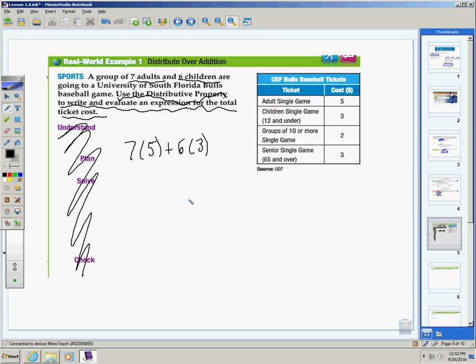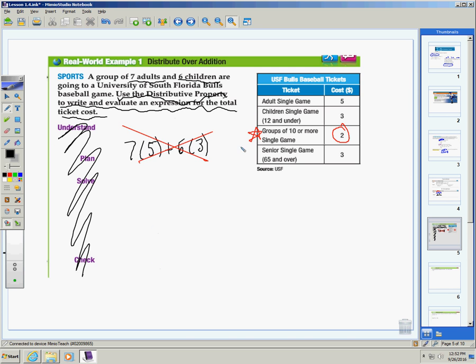Well, I didn't really read through all the information in the question, because I read the question, but what I didn't look at was this table. Because as soon as I see right here, groups of 10 or more for a single game get the same cost for a ticket, I was doing that problem wrong to start. Okay? Hopefully you caught that and didn't write that down, but you always should look at all of your information.